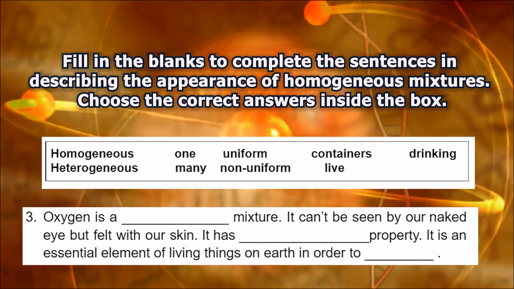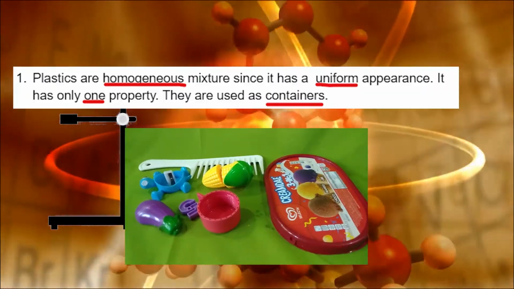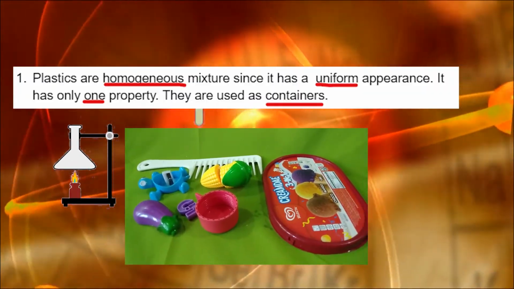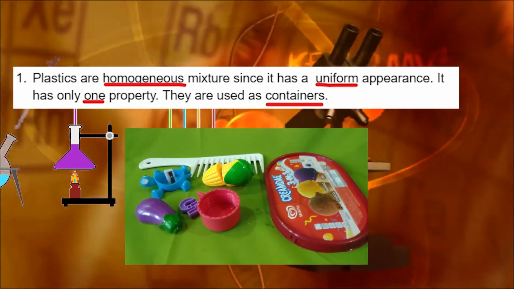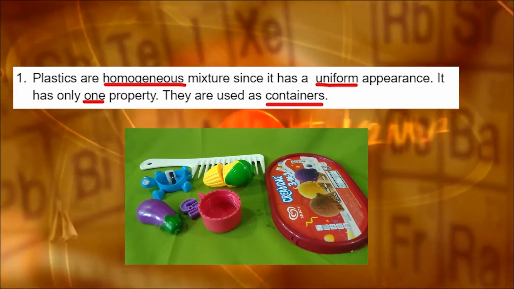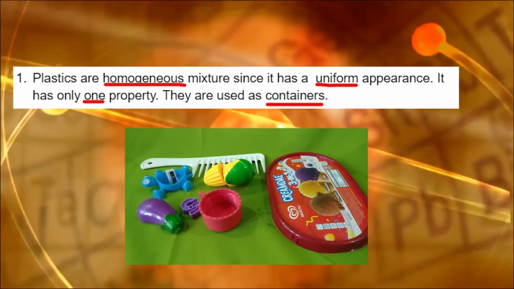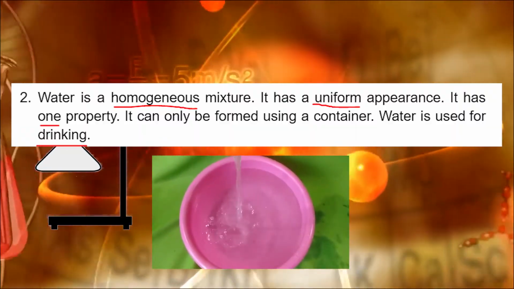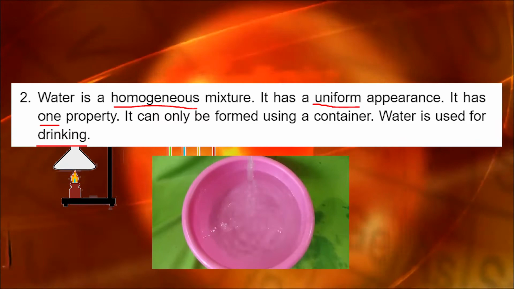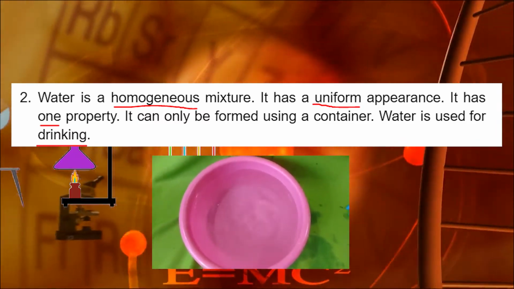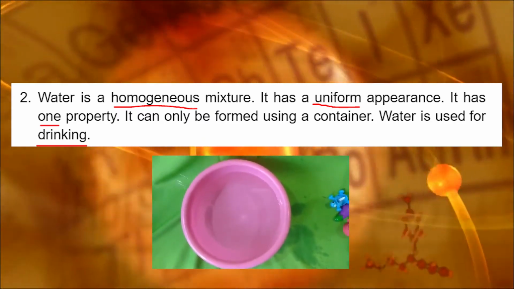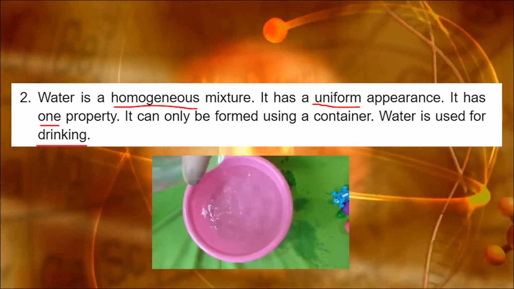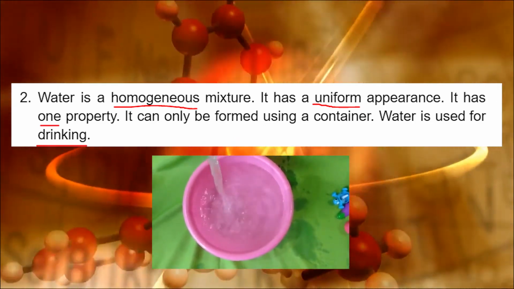And here are the correct answers. Number one. Plastics are homogeneous mixtures since it has a uniform appearance. It has only one property. They are used as containers. Number two, water is a homogeneous mixture. It has a uniform appearance. It has one property. It can only be formed using a container. Water is used for drinking.